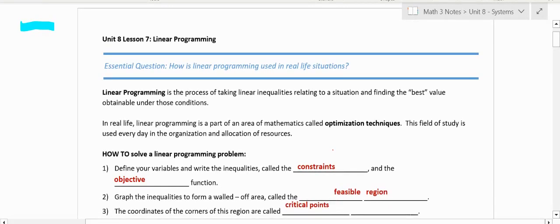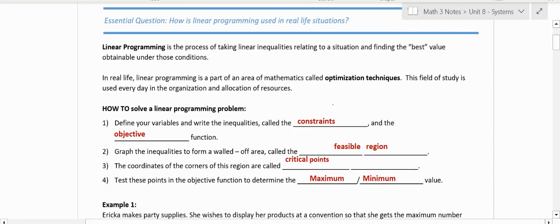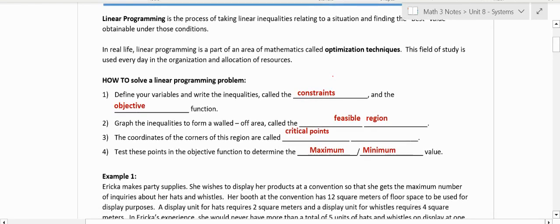This is the video for Unit 8, Lesson 7, Linear Programming. So the goal is we're going to introduce linear programming, which is taking what we've learned about systems of inequalities and applying it to real-life situations. Linear programming is going to use something called an optimization technique. We're going to use what we've learned about systems of linear inequalities to determine a maximum or minimum, to either maximize a profit or minimize a cost for a situation.